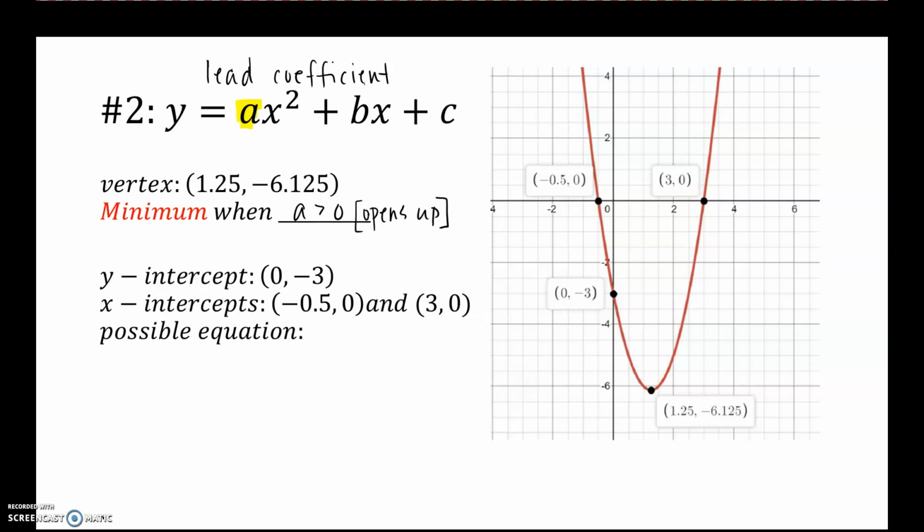Okay, now I ask you for a possible equation, and this is using the relationship between your x-intercepts and your factors. So I know x is equal to negative 0.5. I'm going to write that as a fraction. X is equal to negative 1/2. I also know my other x-intercept is x is equal to positive 3. So let's go back here.